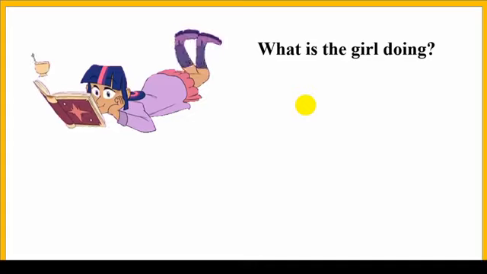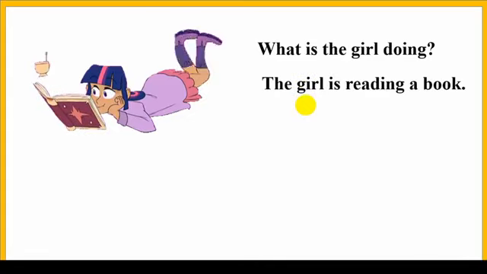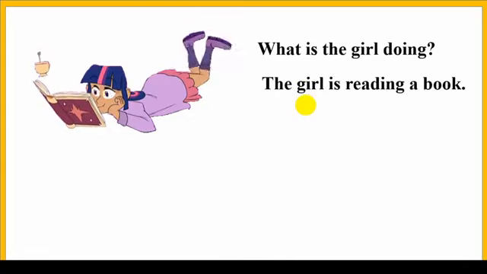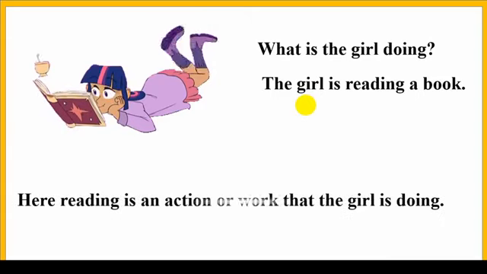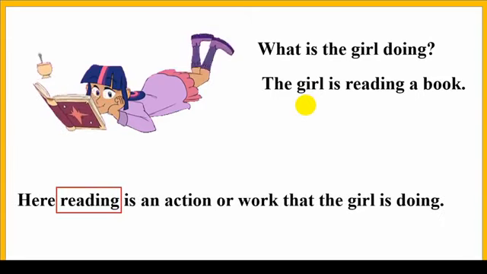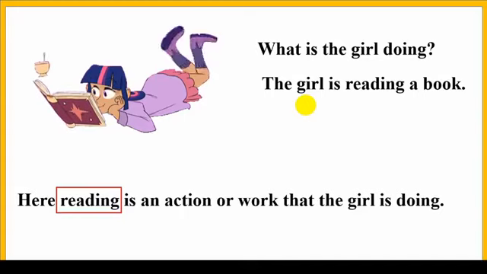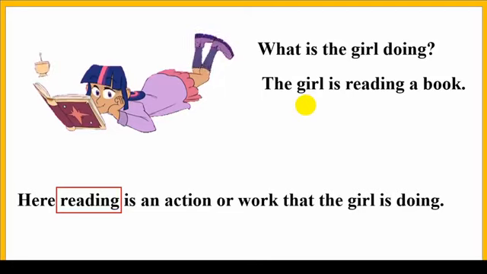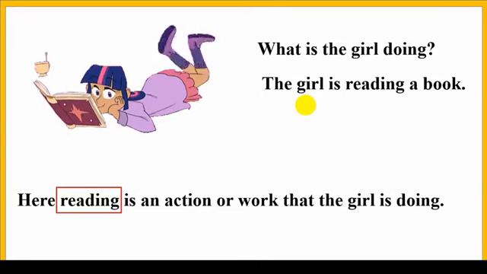Look at the another sentence, another picture. What is the girl doing? Yes, the girl is reading a book. Dear students, here reading is an action or work that the girl is doing, or the subject of this sentence is doing. So we can say reading is a verb.